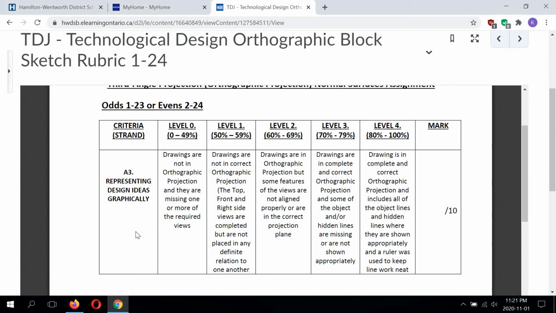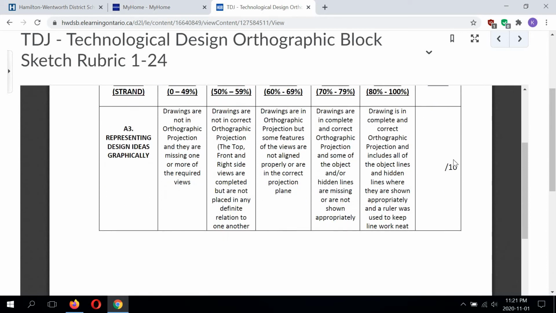Now, there is a variance here, so we can allow a couple of mistakes on each problem, and it would still keep you in level 4 if you forgot one hidden line or 2 hidden lines by accident. That would still get you into level 4. But if you miss multiple lines, right, you're dropping down into level 3.